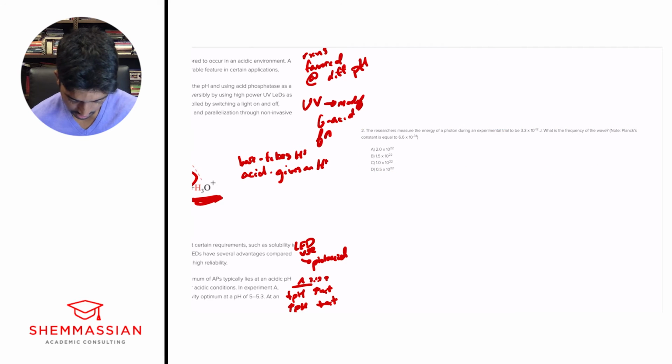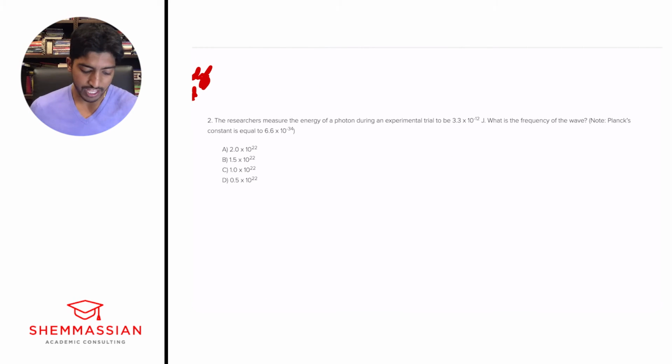All right. The researchers measured the energy of a photon during an experimental trial to be 3.3 times 10 to the negative 12th joules. What is the frequency of the wave? Note Planck's constant is equal to 6.6 times 10 to the negative 34th. All right, so right away, this is a standalone question. We notice that they give us a value. They're asking us for another value. They don't really care about the passage at all.